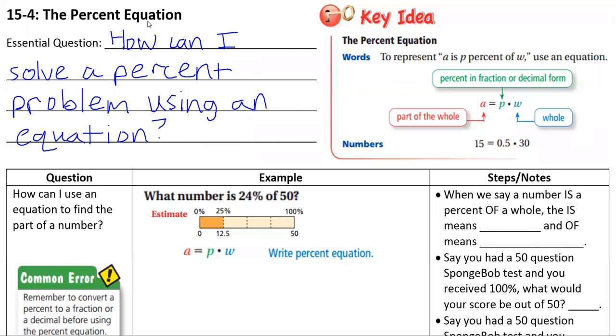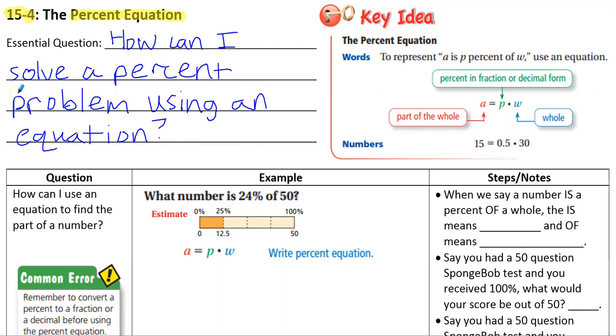Oh yeah, chapter 15, section 4, the percent equation. This is a really good day. You know why it's a good day? Because before, we used to solve percent problems using a table, and it's really good to understand proportionality, but it's even cooler to use equations. So this is gonna be fun.